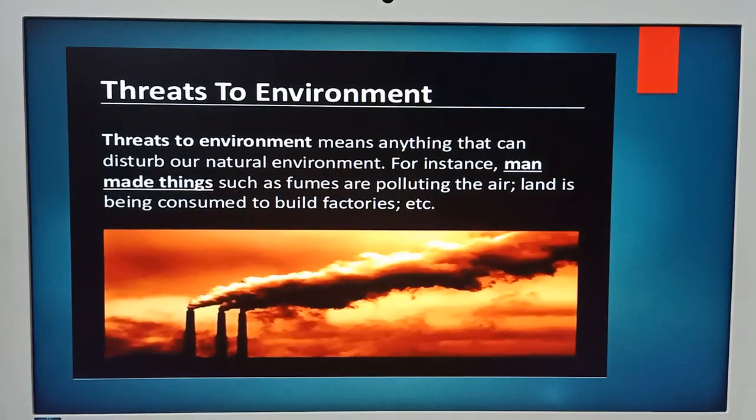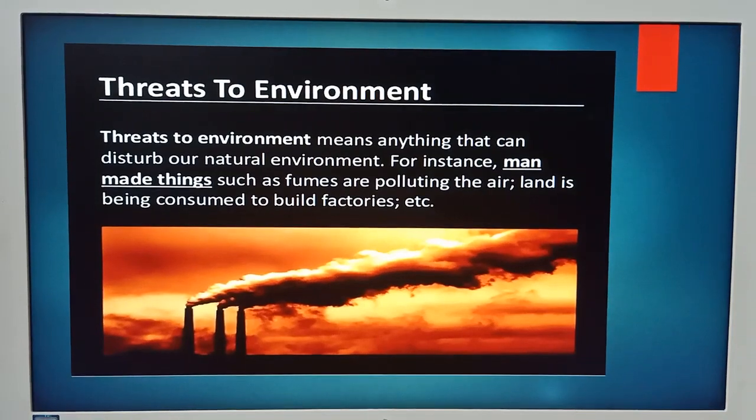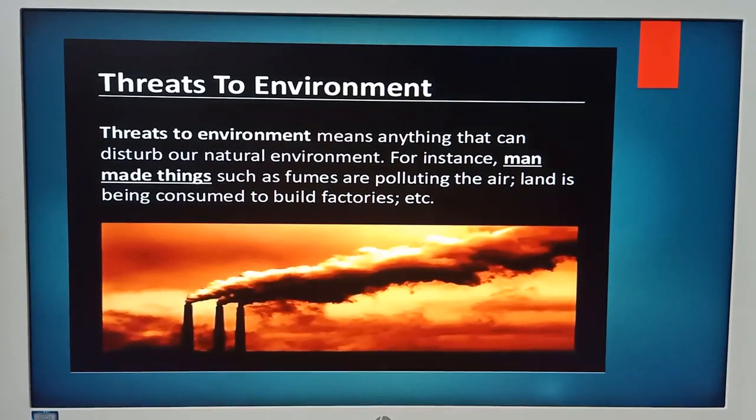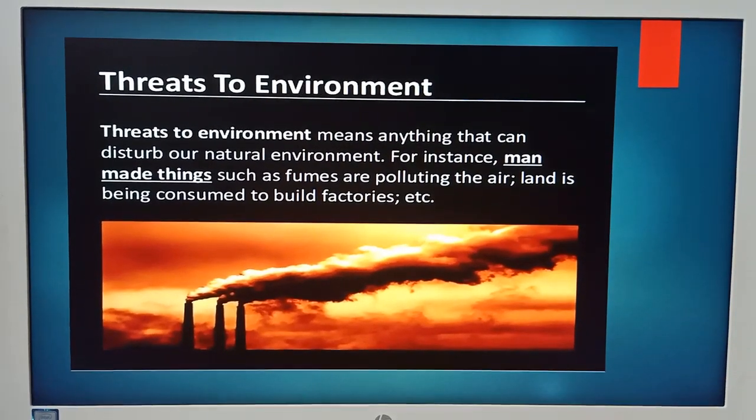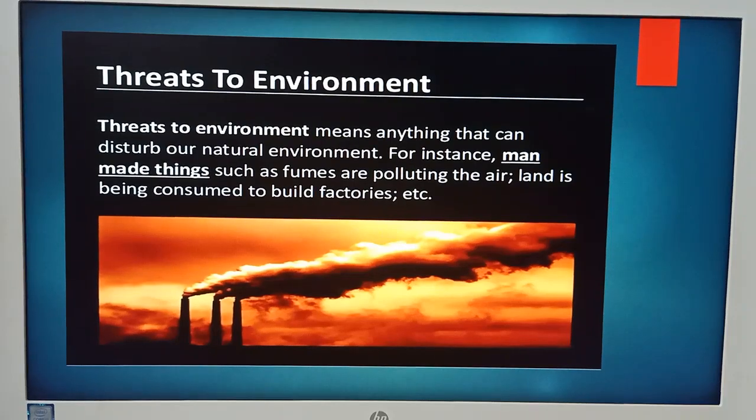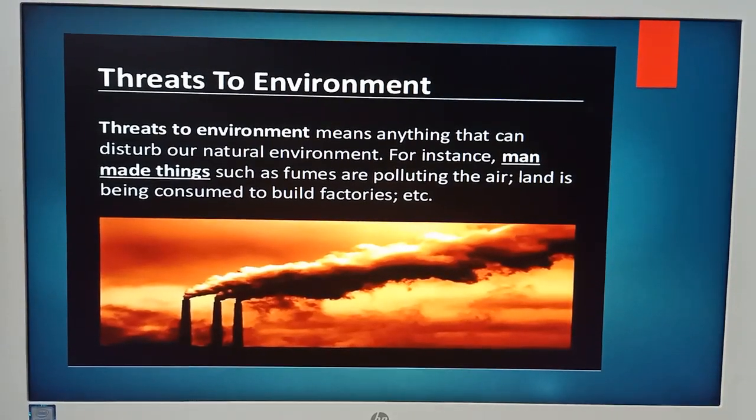Threats to environment means anything that can disturb our natural environment. For instance, man-made things such as fumes are polluting the air. Land is being consumed to build factories.